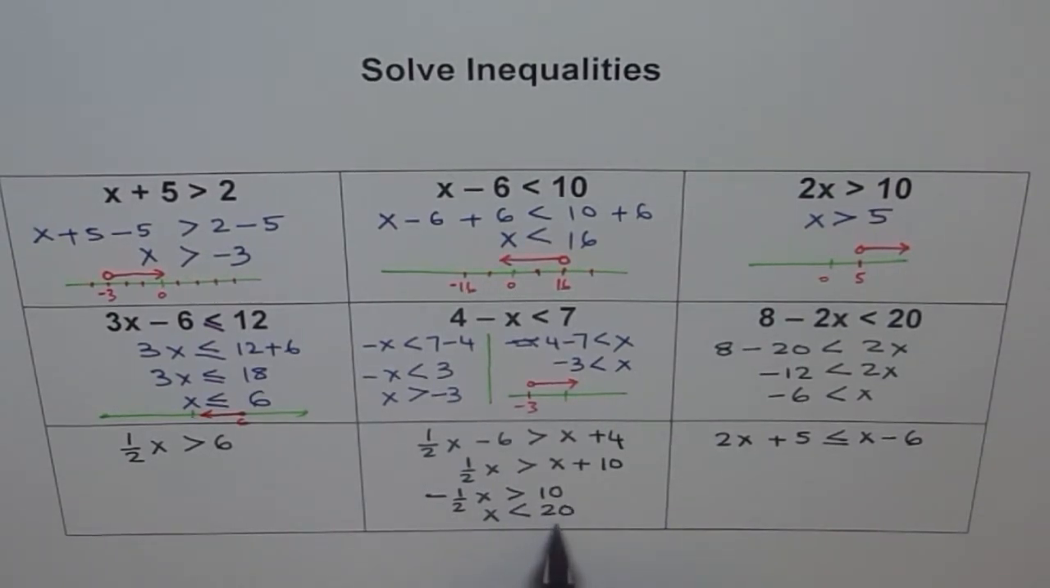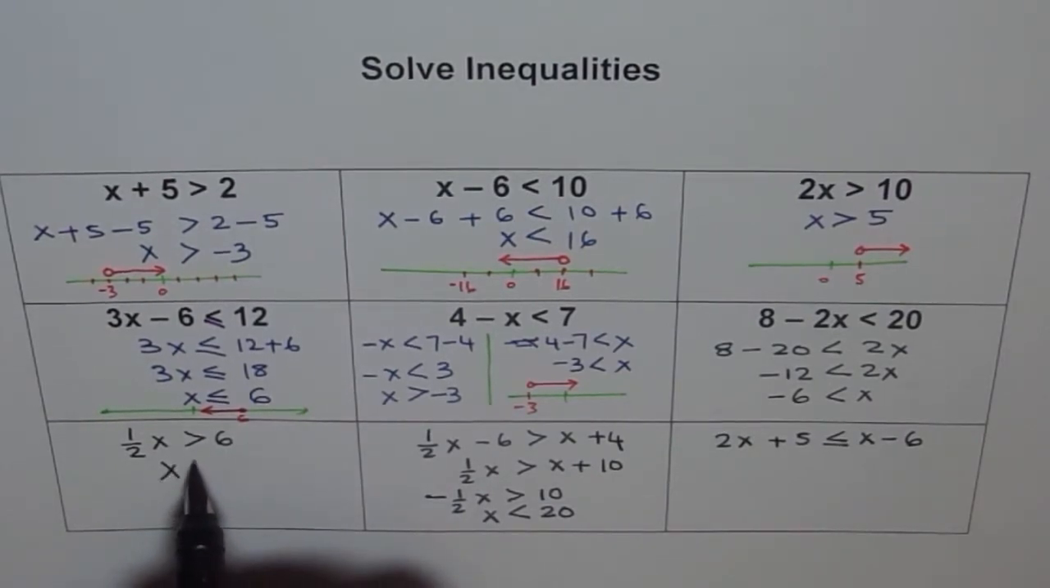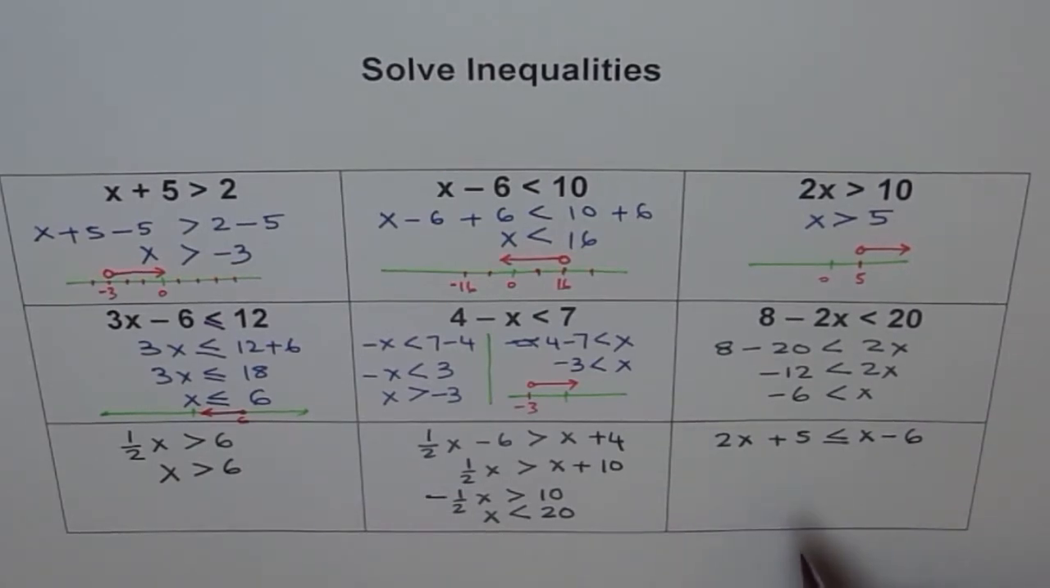Do you understand that part? This is critical. Whenever you have a minus, it changes the sign. This is simple, right? For the first one, just multiply by 2 and you get x is greater than 6. Do you understand? So this is how you do inequalities.